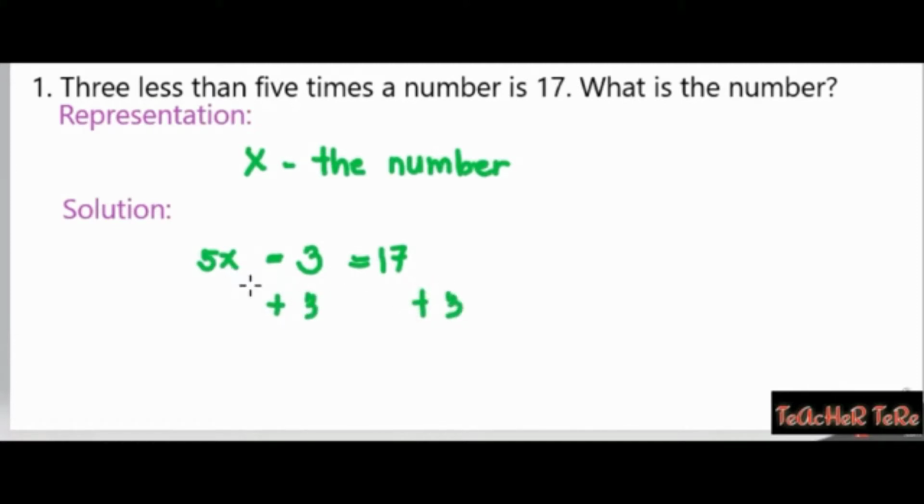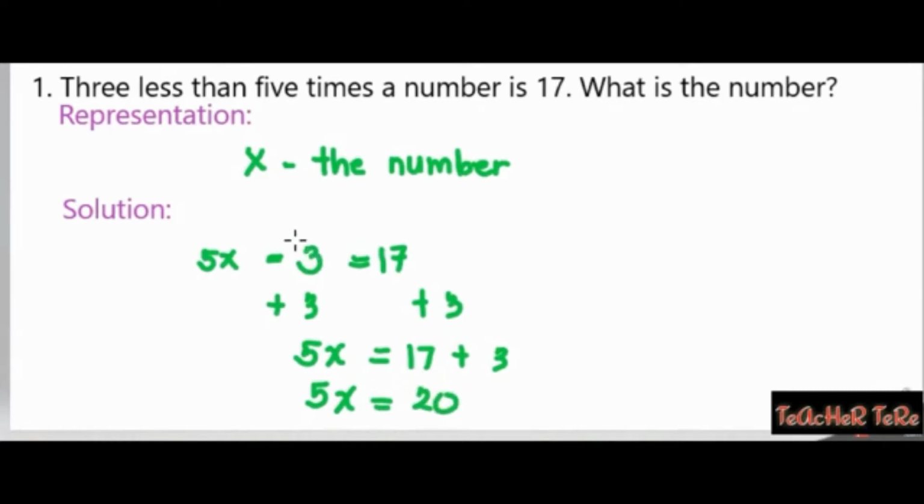Take note of the two sides of an equation. This is our equal sign, so this is our left side and this is our right side. Okay, so I want to remove minus 3 on the left side. I added 3 on the left side and I added 3 on the right side. Then it will become 5x, which is equal to minus 3 and plus 3 is equal to 0. I will just cancel it. This is 17 plus 3. So I have 5x, which is equal to 17 plus 3, which is equal to 20.